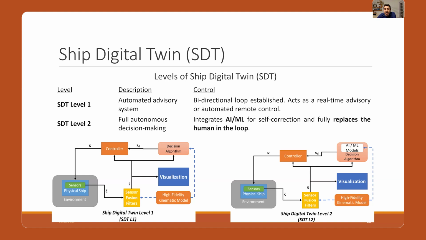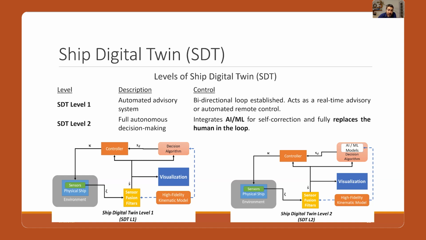Ship Digital Twin Level 1 introduces a high-fidelity digital twin architecture that supports automated decision-making capabilities. You see there are lots of arrows here, so things are getting a bit more complicated. The architecture integrates key physical phenomena, including hydrodynamic forces, actuator response, and environmental disturbances such as waves, currents, and wind. The kinematic model is also integrated into the sensor fusion filters.